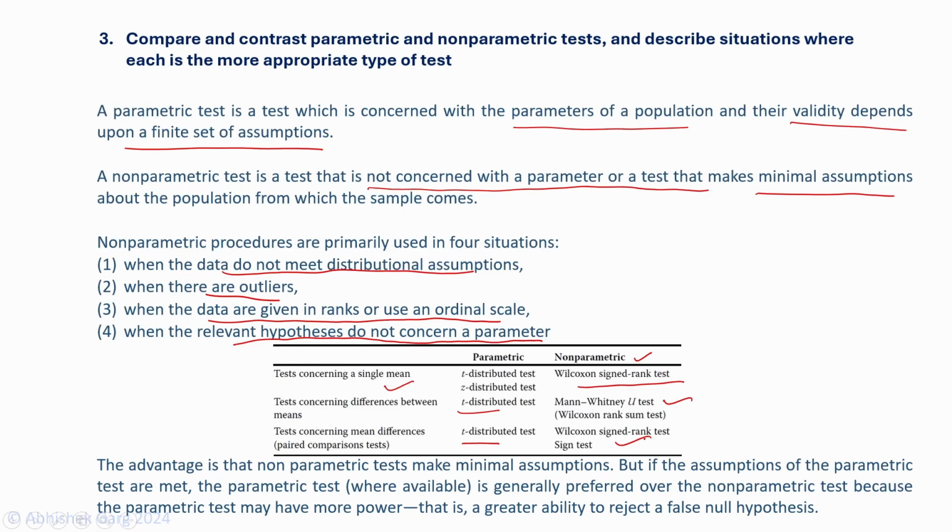Now, what is the advantage of non-parametric? The advantage is that it makes minimal assumptions, first of all. But if the assumptions of the parametric test are met, that means if your population is complying with the assumptions that we make during a parametric test, then it is generally preferred because parametric tests have a greater ability to reject a false null hypothesis. That means they have more power.